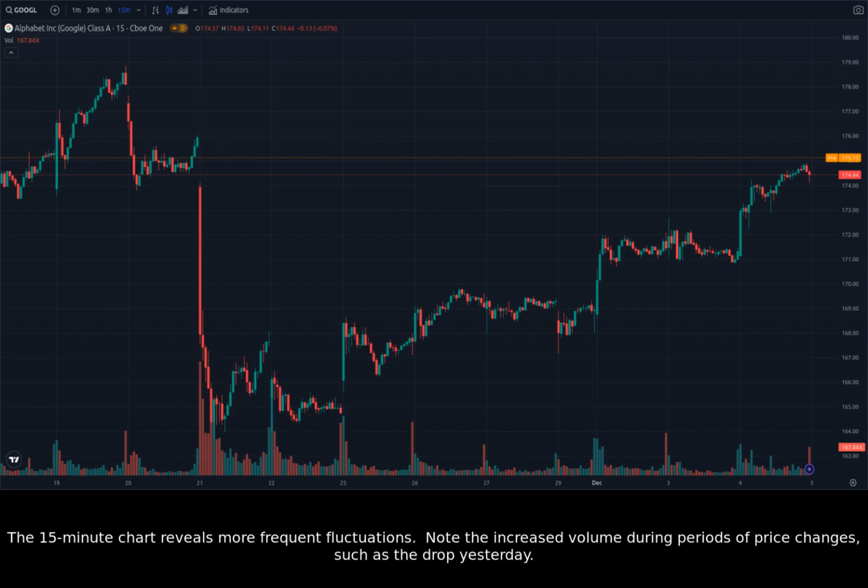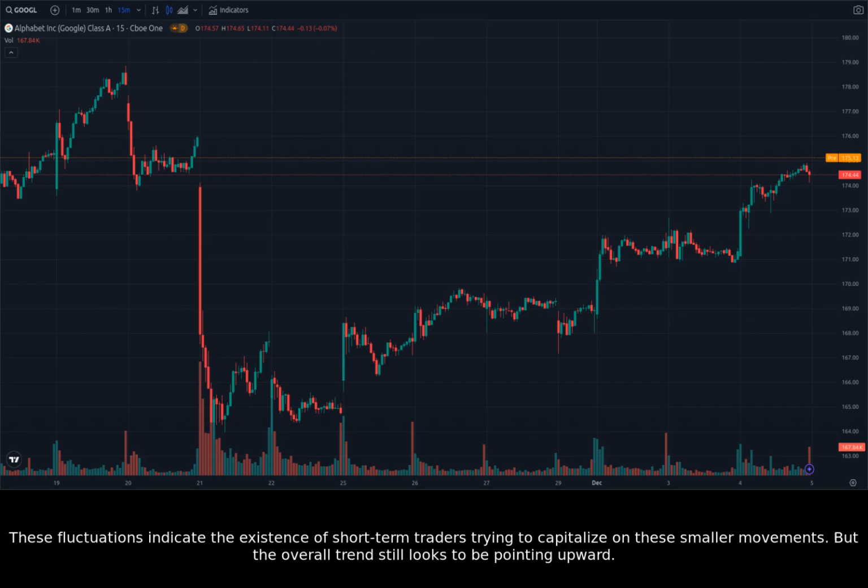The 15-minute chart reveals more frequent fluctuations. Note the increased volume during periods of price changes, such as the drop yesterday. These fluctuations indicate the existence of short-term traders trying to capitalize on these smaller movements. But the overall trend still looks to be pointing upward.